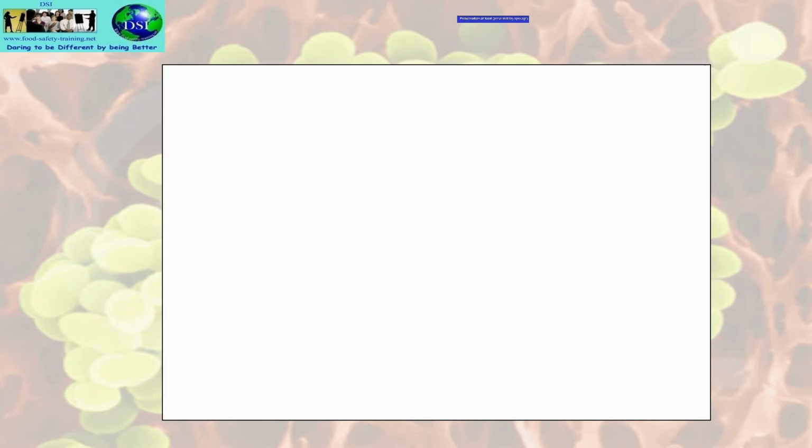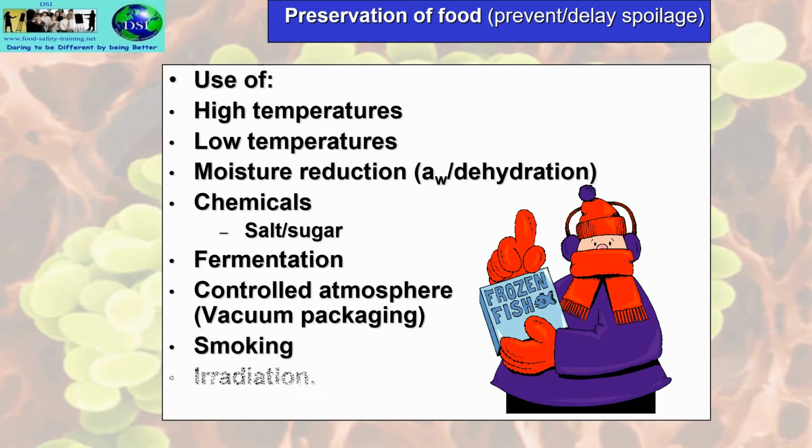So let's have a look at the preservation of food. Now, there are quite a few different types of preservation there. We've got high temperatures. So cooking will preserve food, make it last longer than raw food, for example. Low temperatures in fridges or freezers. Reducing moisture, i.e. dehydration. The addition of chemicals, in particular natural chemicals such as salt and sugar, they reduce the moisture within food by something called osmosis, where it actually sucks the liquid out of the product. Fermentation makes the product more acidic. Controlled atmospheres is where you have either vacuum packaging or you've got various concentrations of different gases going into the pack. You've got smoking and irradiation.